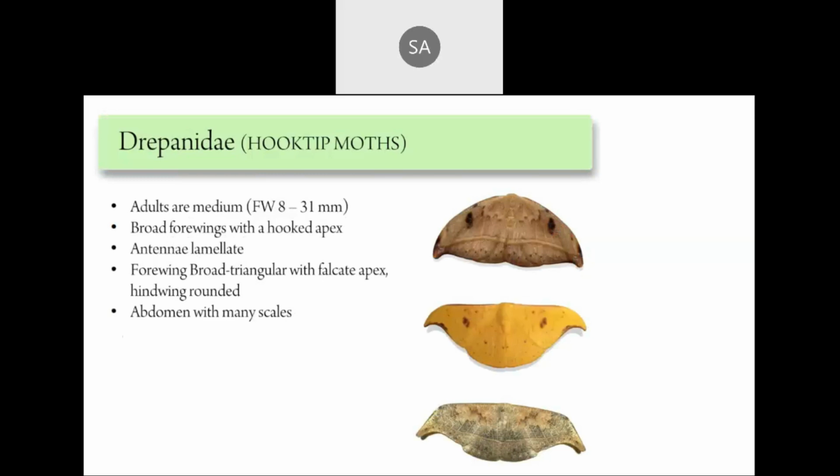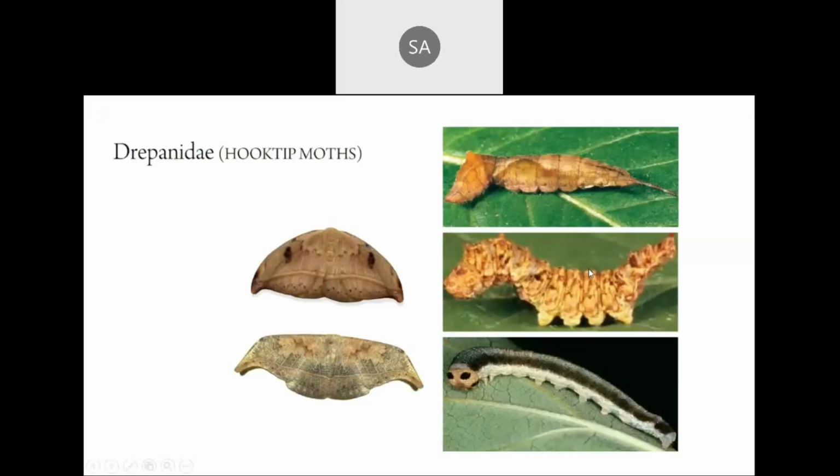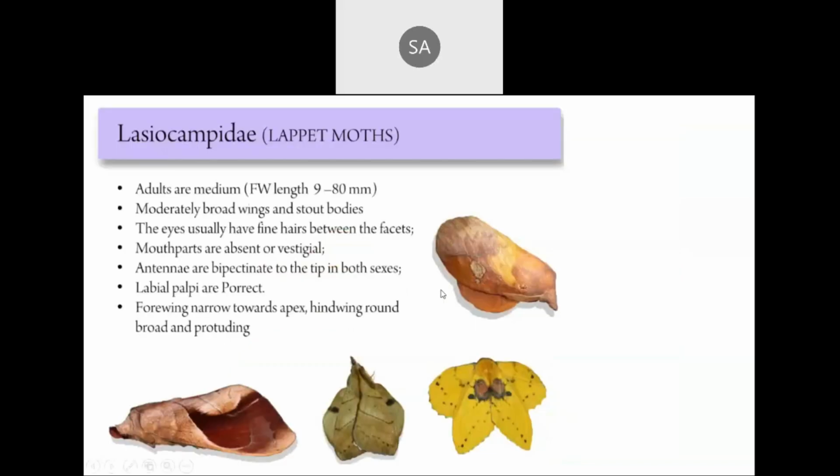Then hook tip moths. You can see the hook tips. They have some hook-like patterns at the end of the wings, the apical region of the wings. You can see. Next slide. Now see the caterpillars. They look like some kind of dinosaur or something. Next slide.